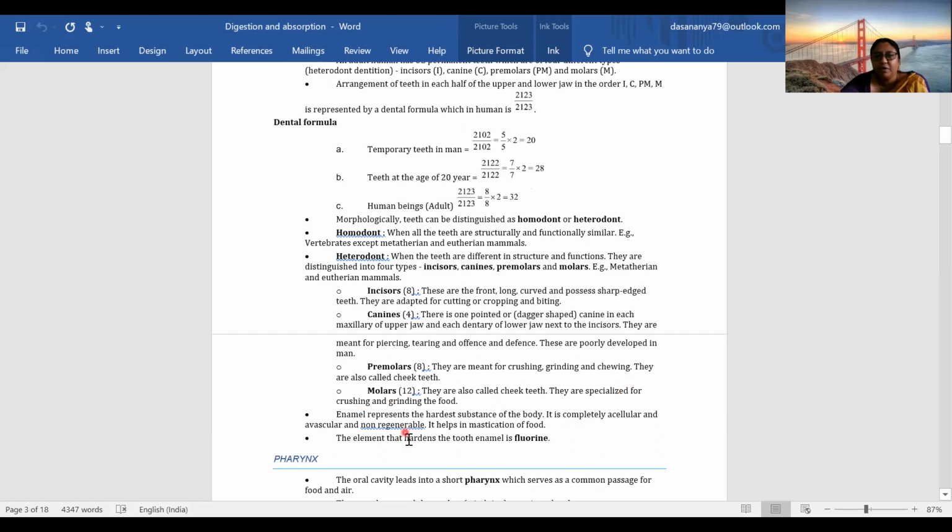Now, teeth is made up of what? It is not at all a living part. It has a root which is connected with the blood vessel, and it is non-regenerable. Once your tooth is gone, it is gone. You will not have new teeth other than the deciduous teeth. Obviously, it comes out. But it's not that at this age if one of my teeth falls, another tooth will come out from there. I told you that enamel is the substance which is hardest in our body.